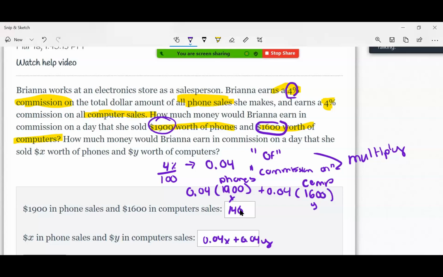What do you guys think? That was a little bit rushed.